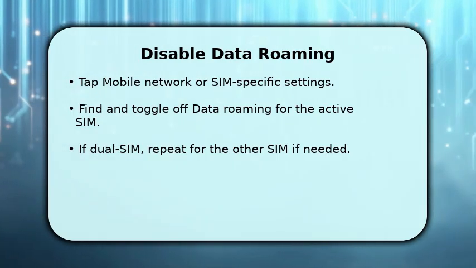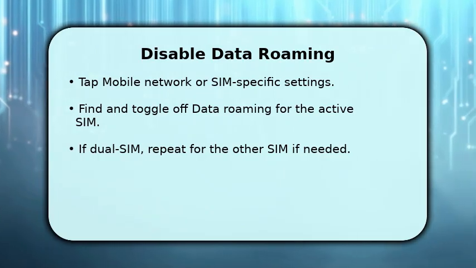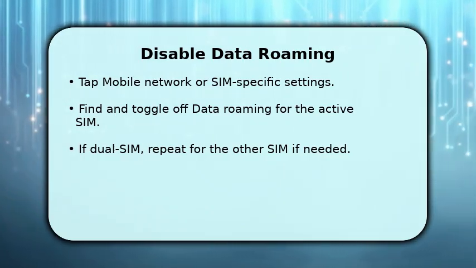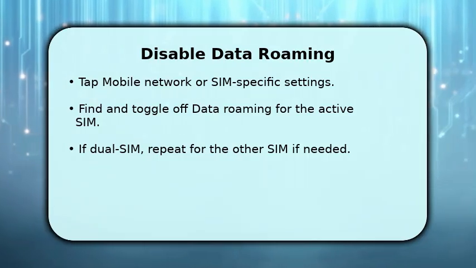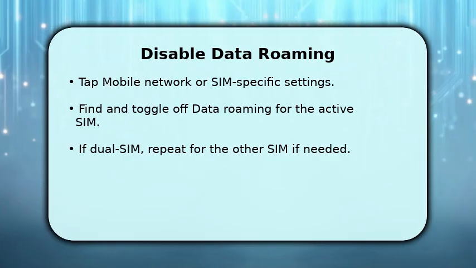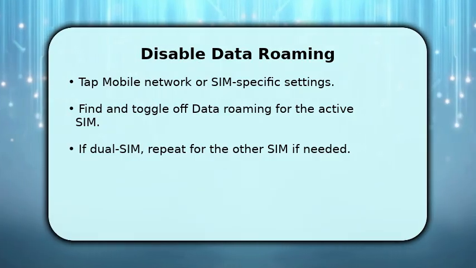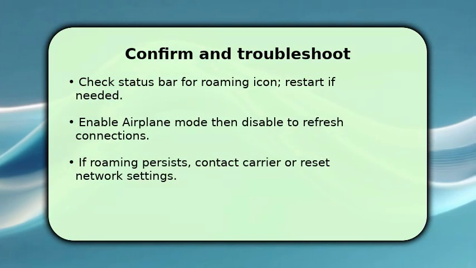If your phone uses dual SIM, do the same for the second SIM so both are protected. Once disabled, cellular data remains available on your home network unless you turn it off separately. You should confirm by watching the status bar. No roaming icon should appear.